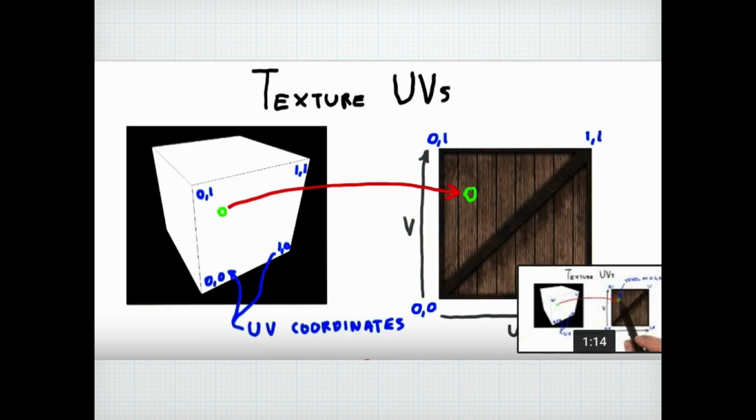One really common use case is making crates. You can just have a nice simple box that only has a couple of vertices, and then you can apply this texture that looks like a box to this crate so that it looks like it has all this geometry.